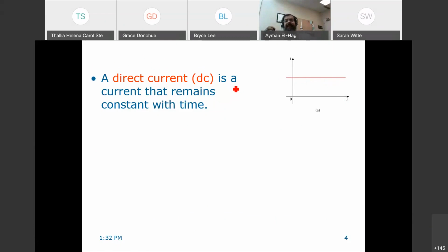And for the direct current, there are some sources and loads. These are two important terminologies, a source and a load. A source is the place where you generate the current. The load is the place that is consuming this current. So we generate current to be consumed by the load.